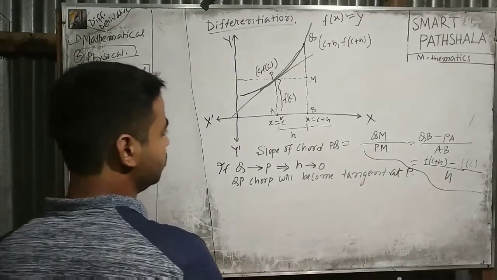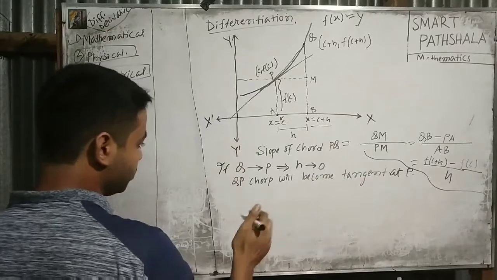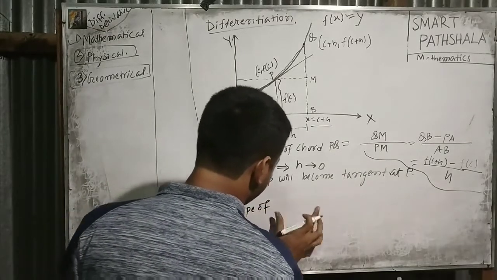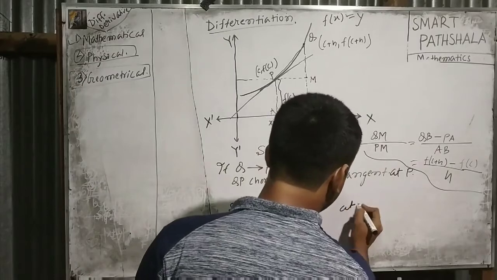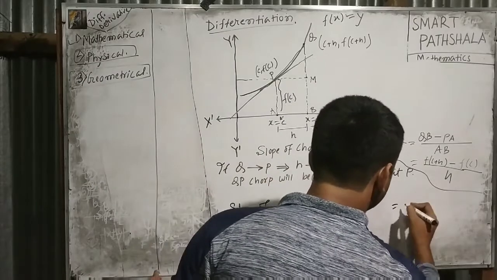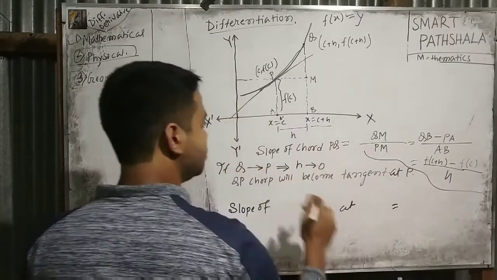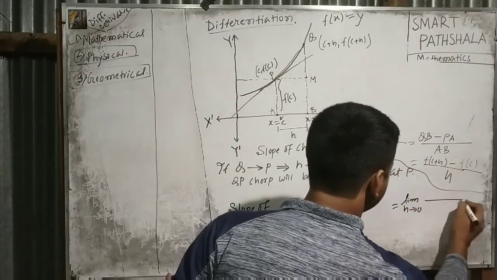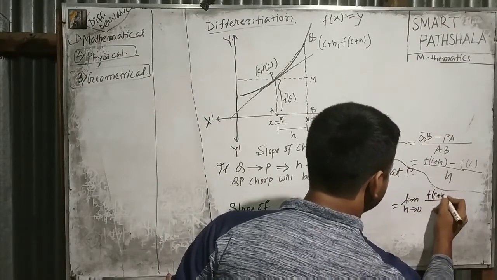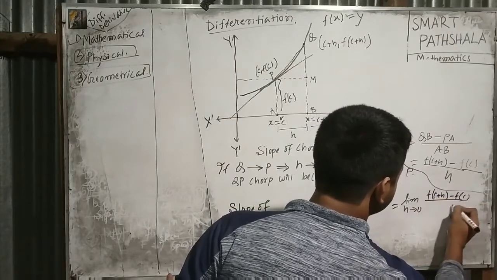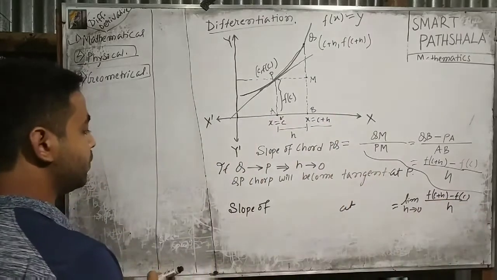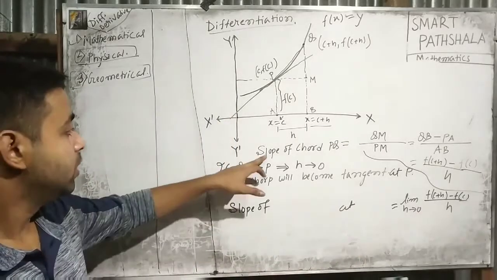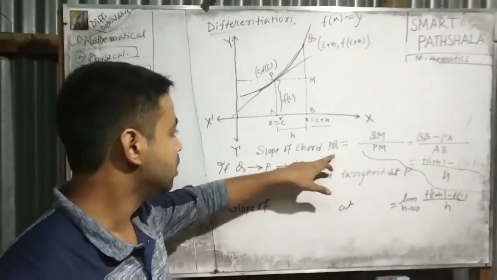So, what are we actually calculating? We are calculating the slope of PQ. Slope of the chord is equal to what? If h is tending towards 0, then we can write it as limit h tends to 0 of f of c plus h minus f of c, by h. We can write this thing, no? Then see, we are calculating the slope of chord PQ.